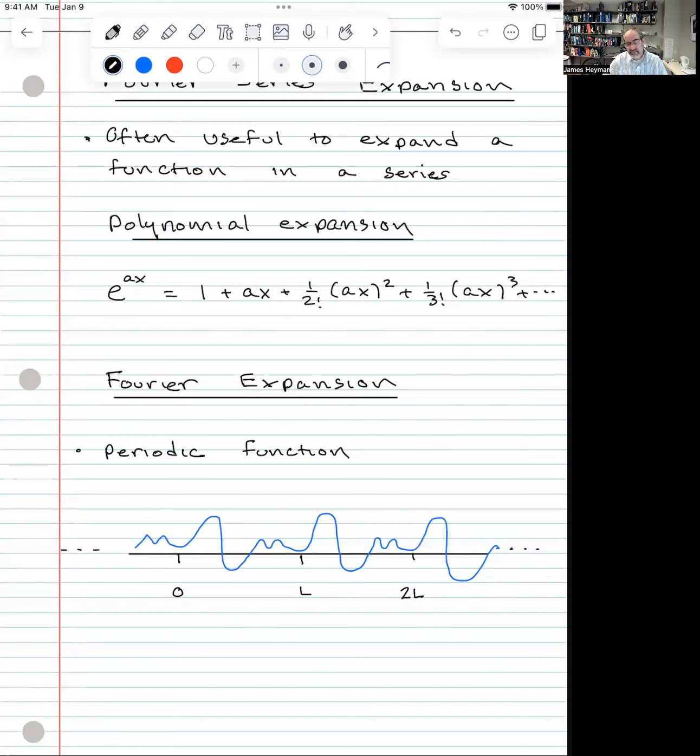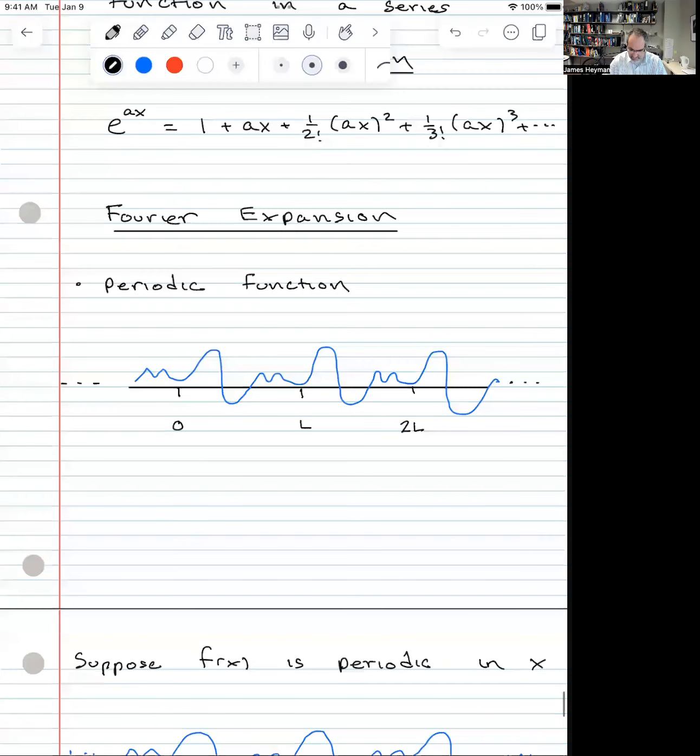Alternately, we could be talking about a function that's only defined between x equals 0 and x equals L. So a function defined over a limited range. In that case, we're going to work with it by treating it as if it's periodic with period L, okay?